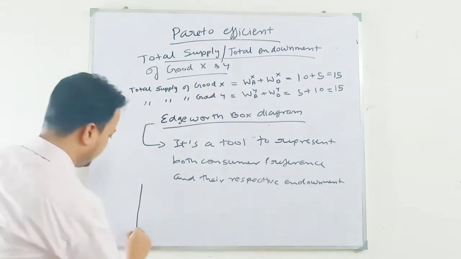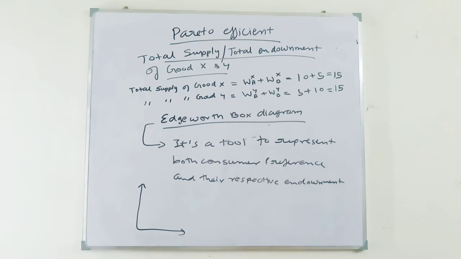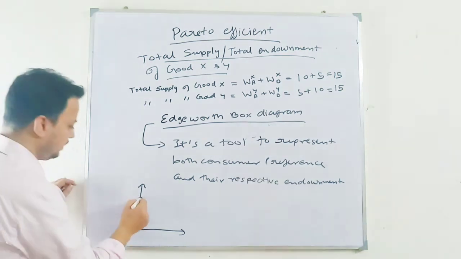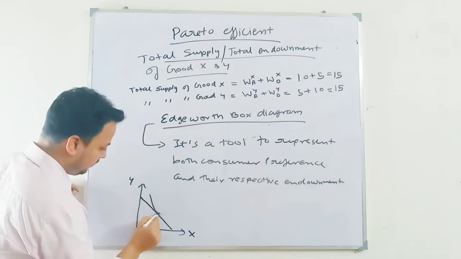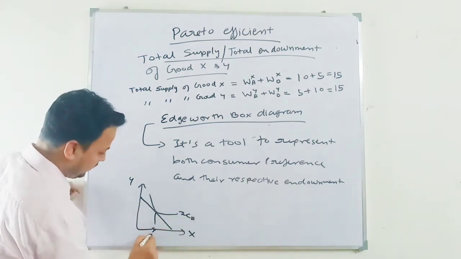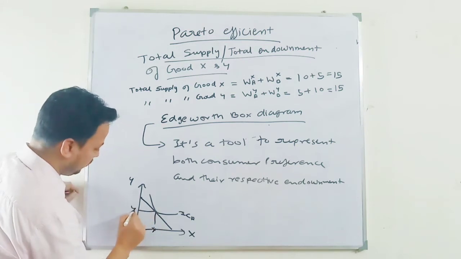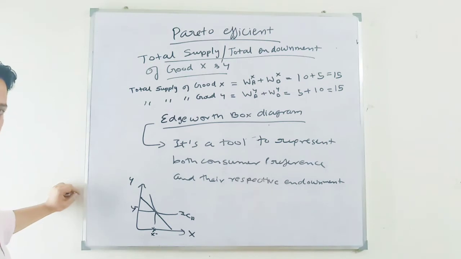Everyone of you has done consumer theory in the first year. So this is a budget line for one consumer. This is good X, this is good Y, and this is the indifference curve of, say, consumer A. This is the quantity demanded of good X and good Y, X star and Y star. Everyone knows this.